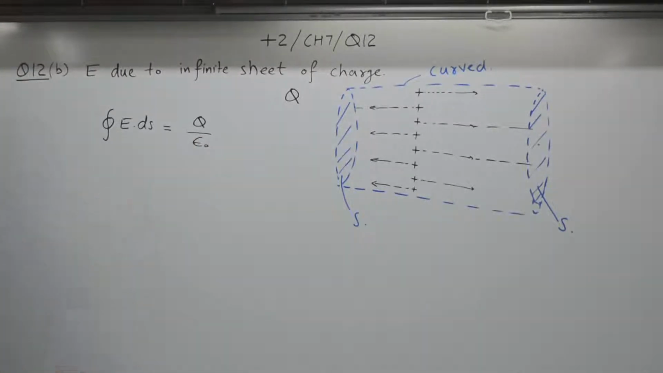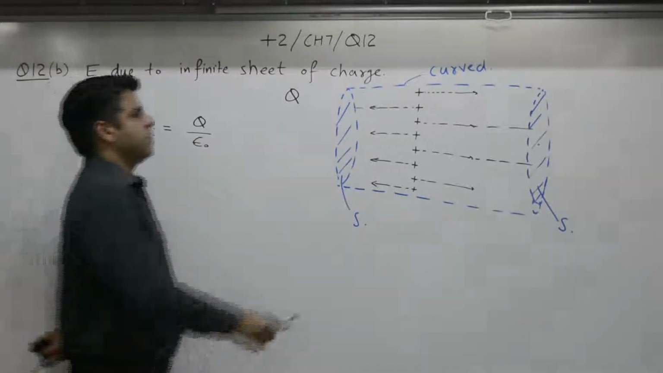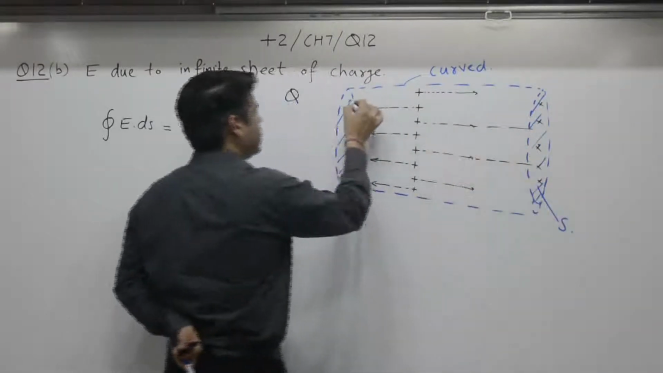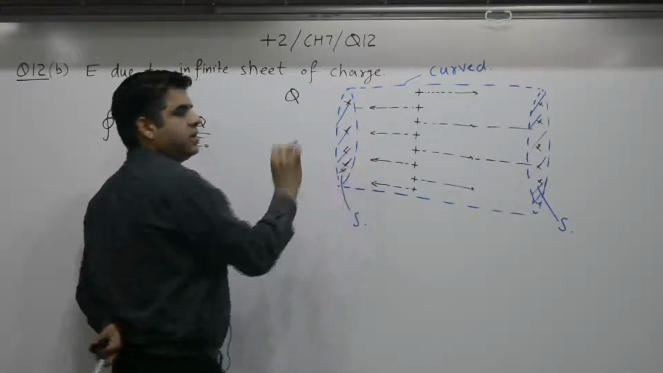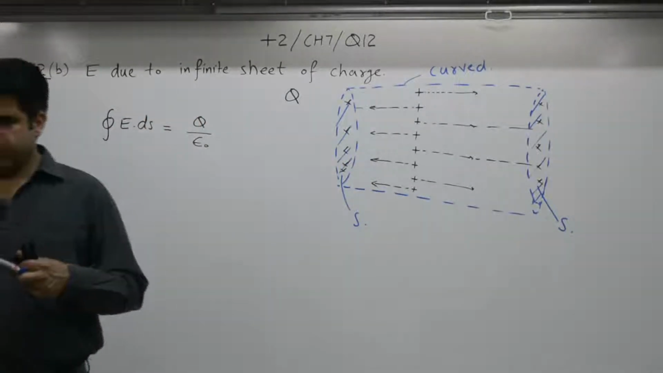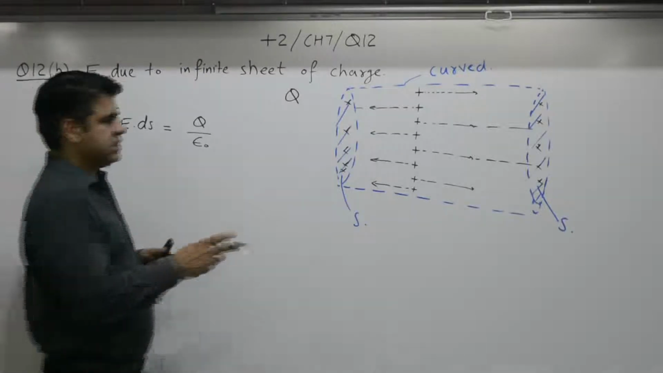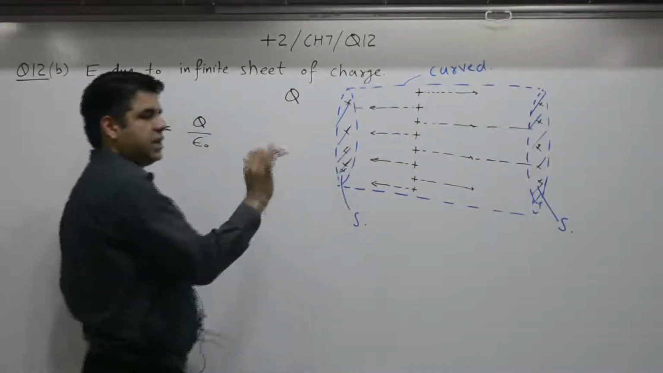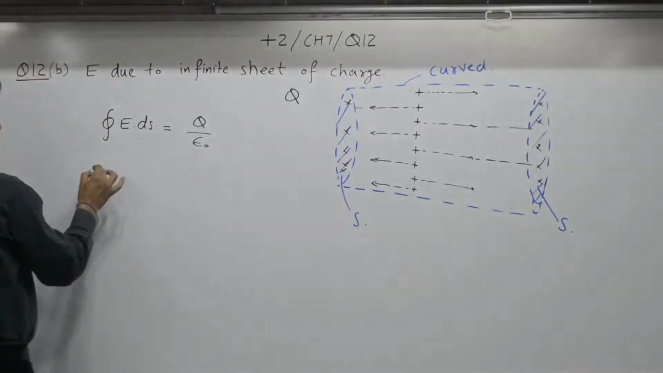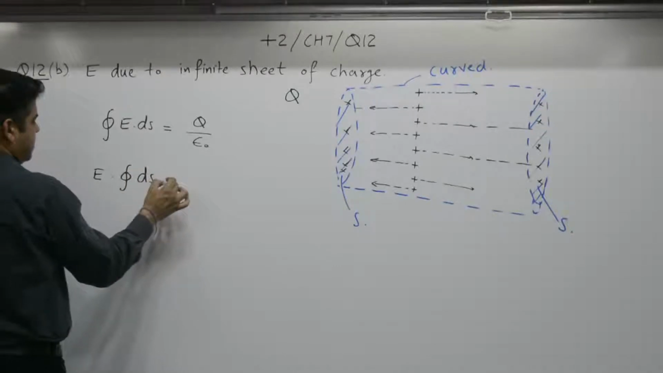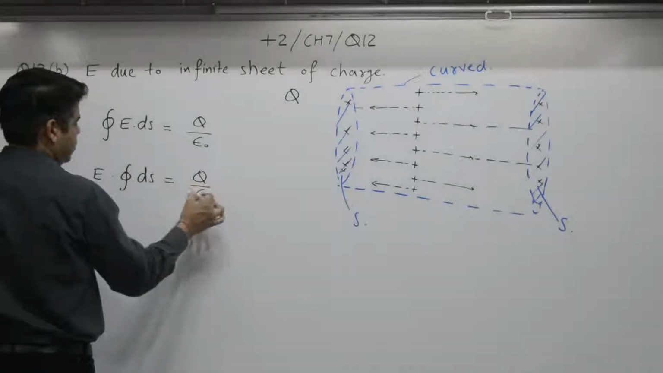The value of E is the same whether it is this point or any of these points. That is the magnitude of E, not direction. Direction at this point is towards right, at this point is towards left, but magnitude of E remains the same. ∮E·dS is equal to Q by epsilon naught.